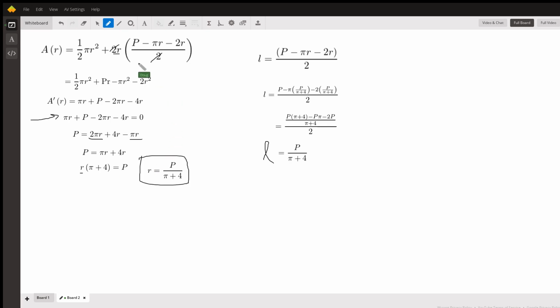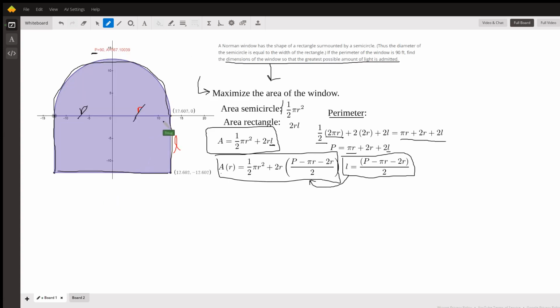Okay. Now you could take the second derivative and substitute in this critical number to show that you always get a negative number. So this particular critical number is giving you a maximum area. I didn't go through that step. And we can also substitute this expression into the formula for L right here. There's R, there's R. And when you end up simplifying that, you find out that the length or the width of that rectangle is also P over pi plus 4.